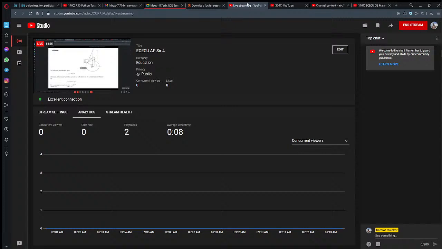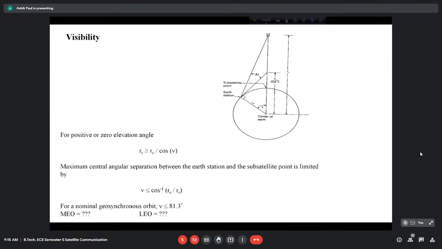So that condition has to be, this Rs value has to be higher than this Re by cos gamma. That means the satellite has to be on this side. If it is on this side of this extrapolated line, only then will the signal be visible, and the corresponding value of Re by cos gamma will increase, maybe to this or this or this level. So the underlying condition for this positive or zero elevation is that Rs should be greater than or equal to Re by cos gamma.